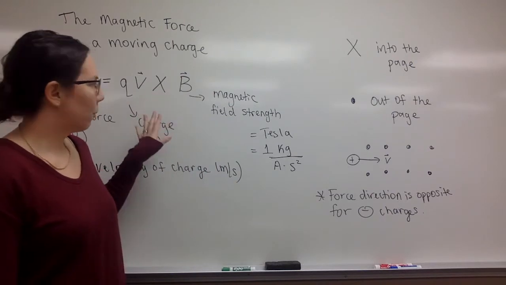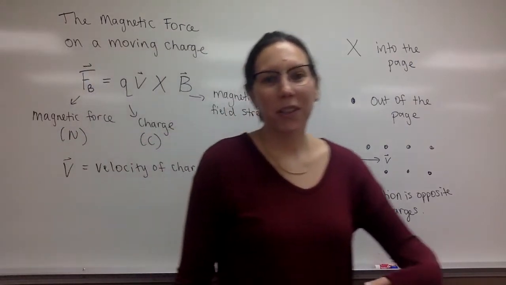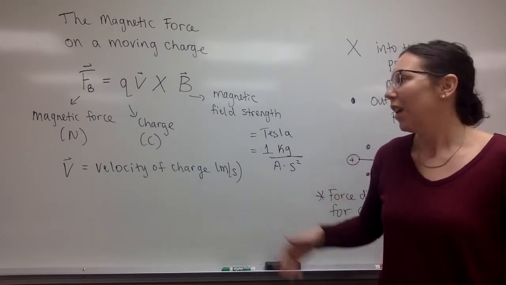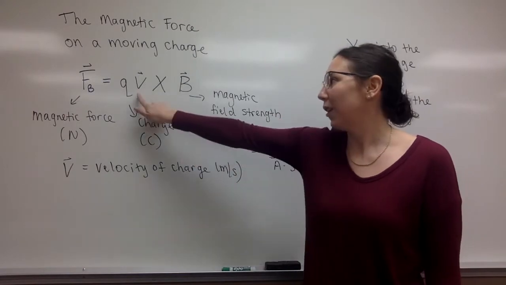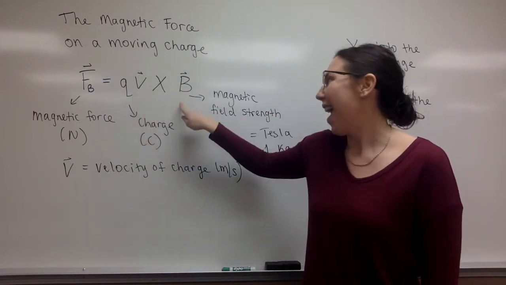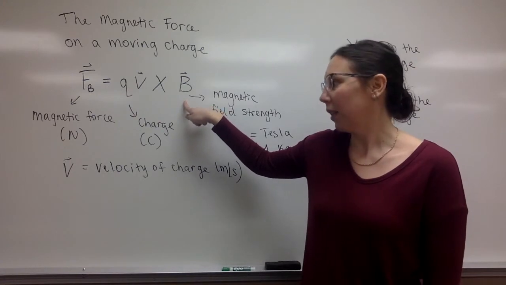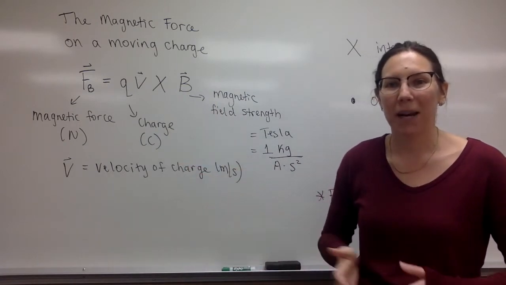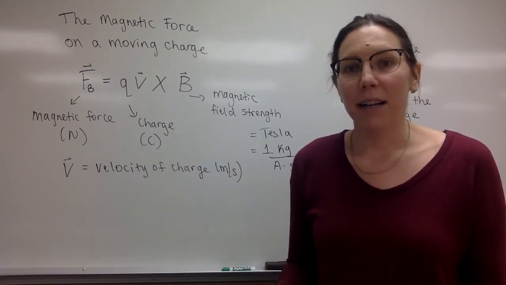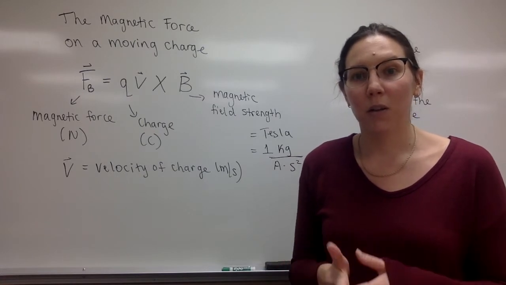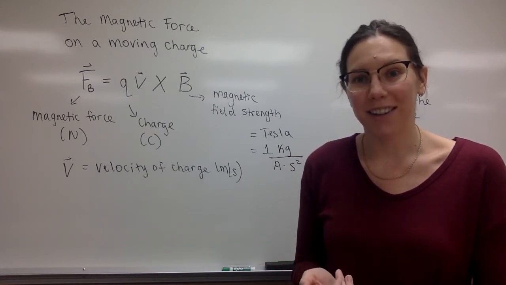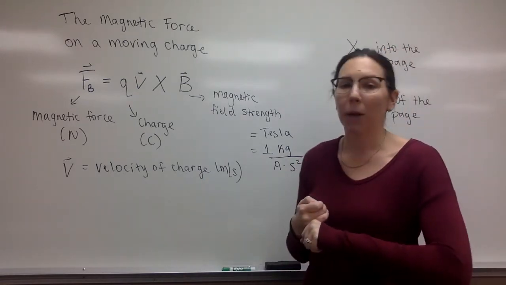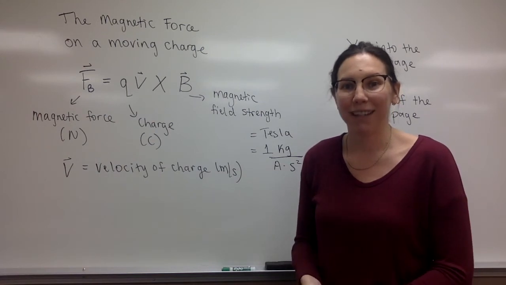Okay, so this is a cross product, which means that it produces a third vector perpendicular to both the original two vectors. So the magnetic force will always be perpendicular to both the velocity of the charge and the magnetic field. This also means that since the cross product of parallel vectors is 0, the magnetic field does not exert a force on the charge if it's parallel to the direction of the charge. So the charge has to be moving and it has to have a component of its velocity that's perpendicular to the magnetic field in order to experience a force.